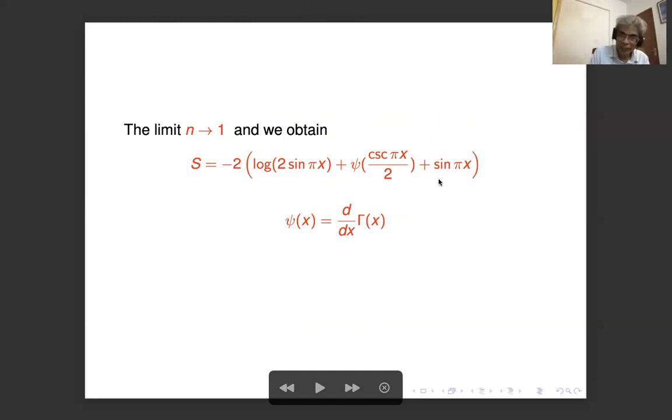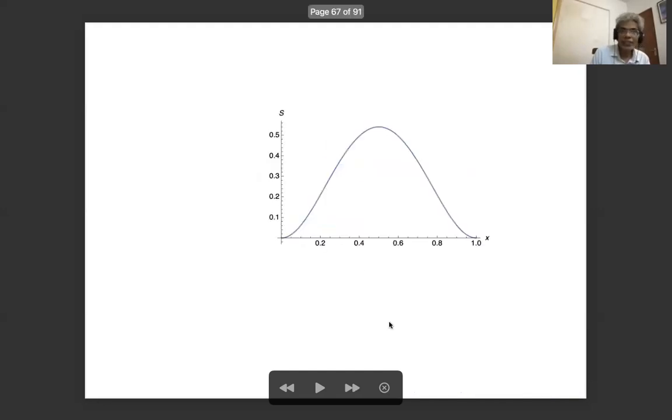It is not negative, though it looks like this. It's not negative. So it's a function like this. And if you plot it, it actually looks like this. Here there's a nice thing to show. Of course, when the interval is small, there is no entanglement. It grows to the midpoint. And then of course, when the whole interval is taken, there's no entanglement. And that is demonstrated by this, and it's positive.